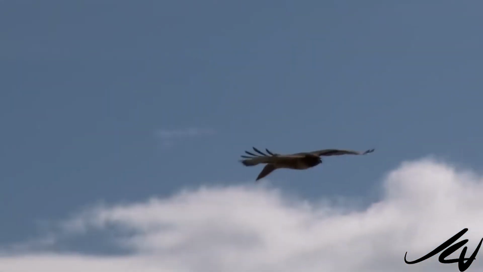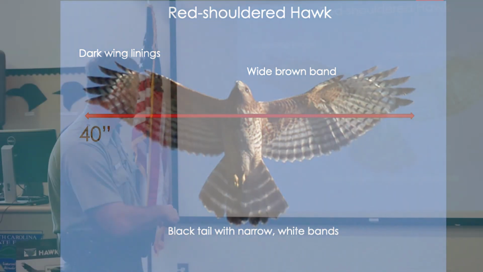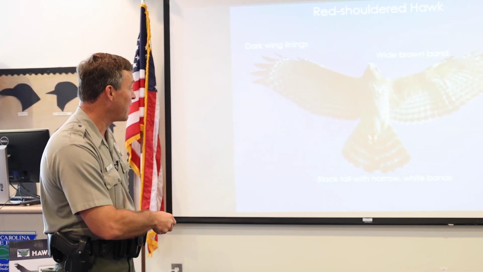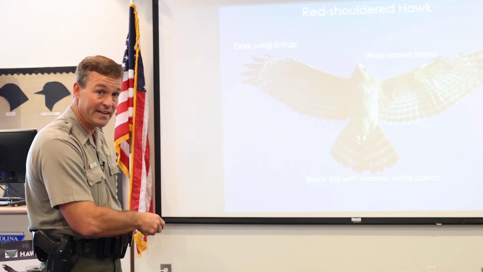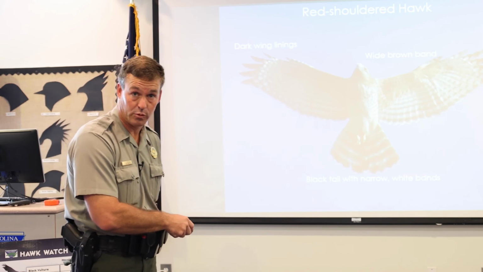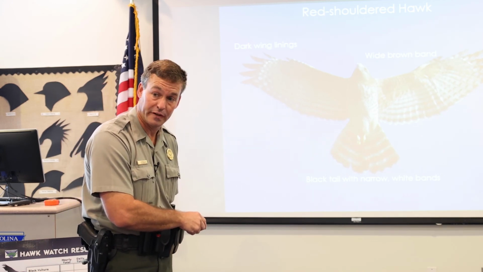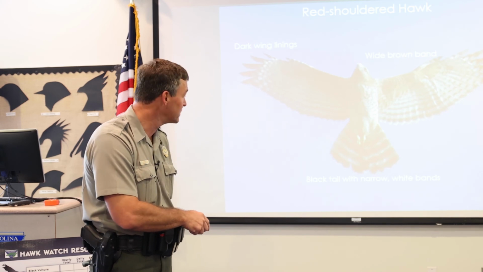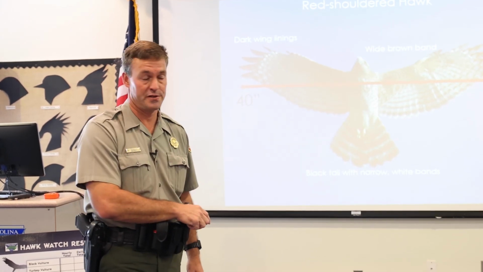Beautiful. This is the red-shouldered. And see how its bands under its tail are black with thin white lines. So if you're able to remember different markings on even just the tail, you may be able to figure out what species of raptor it is. It's got a wingspan on average of around 40 inches.